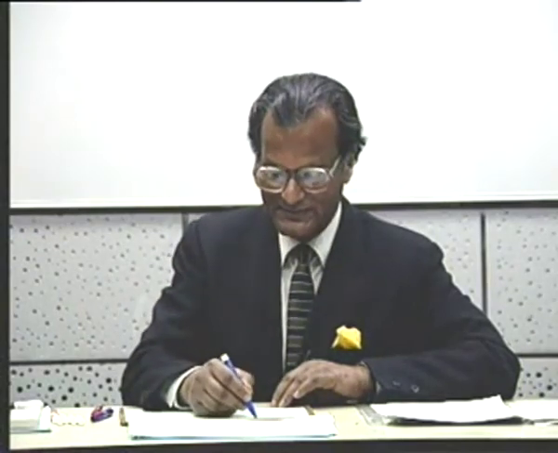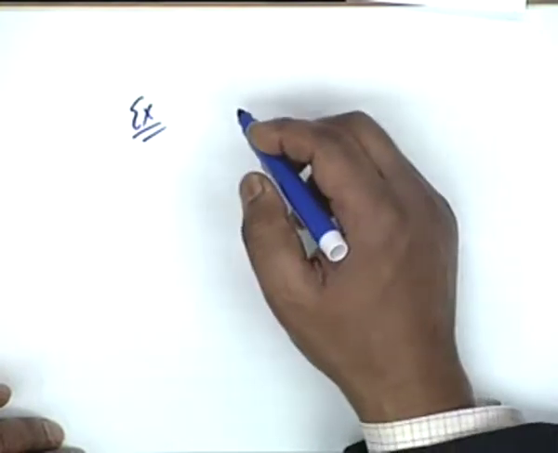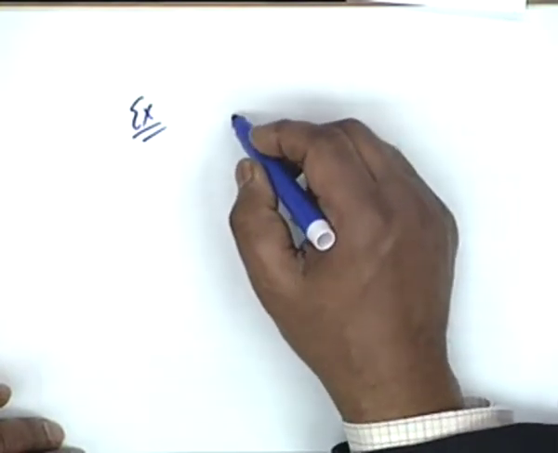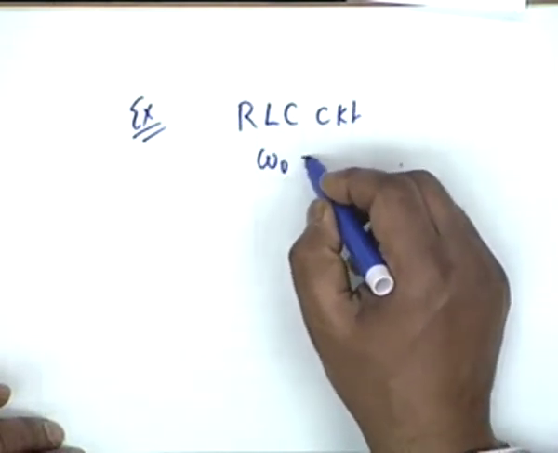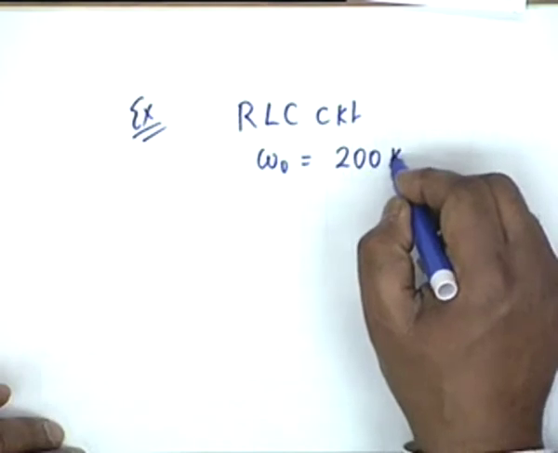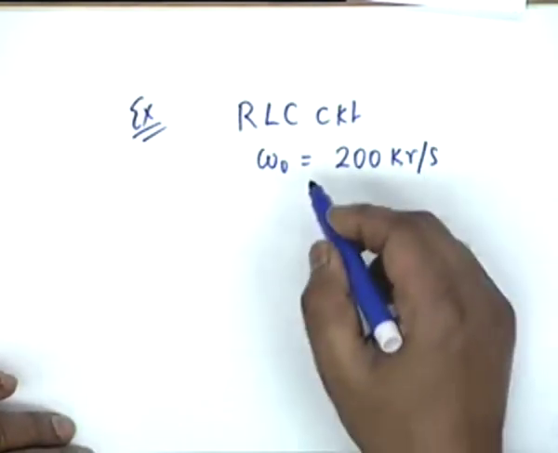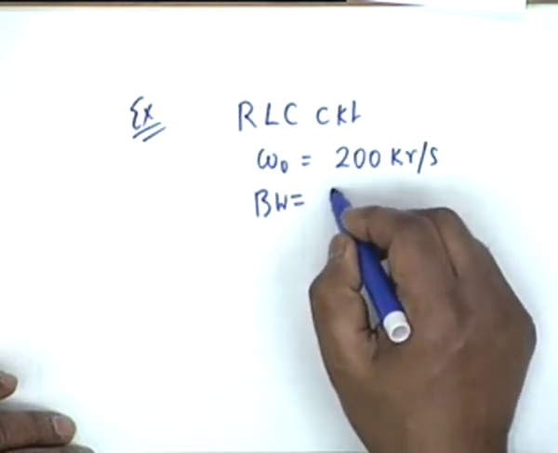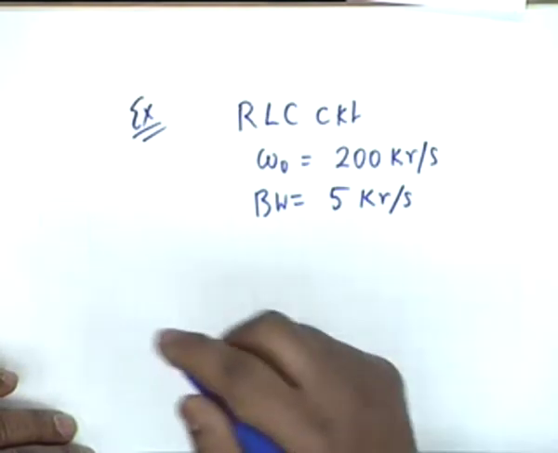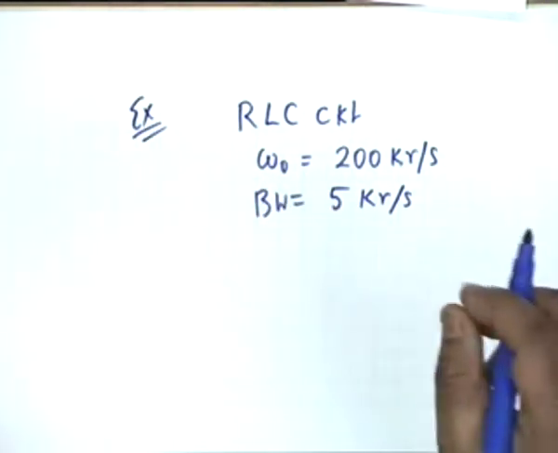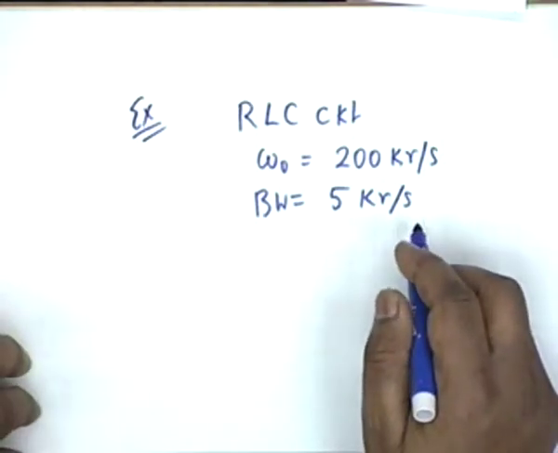The example is to design a series RLC circuit for resonance. Resonance is required at 200 kiloradians per second, and a bandwidth of 5 kiloradians per second. All right, resonance you want at 200 kiloradians, and the bandwidth omega 2 minus omega 1 has to be 5 kiloradians per second.